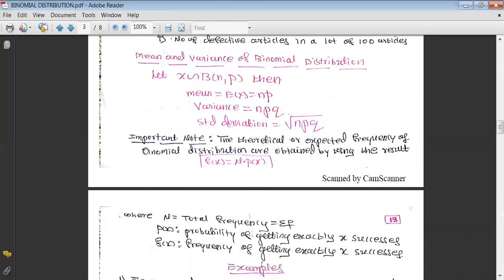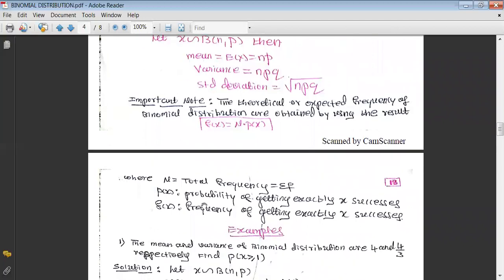And one more thing we must remember is how to get the theoretical or expected frequencies. The theoretical or expected frequencies of the binomial distribution are obtained using the result f(x) = N p(x), where capital N represents the total frequency, that is, summation f, we can say.